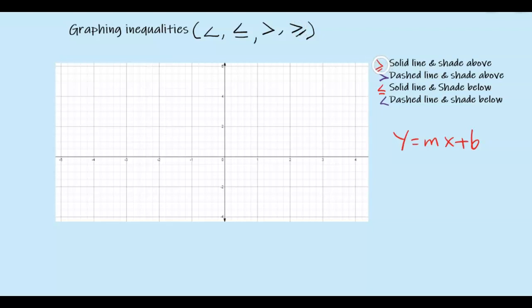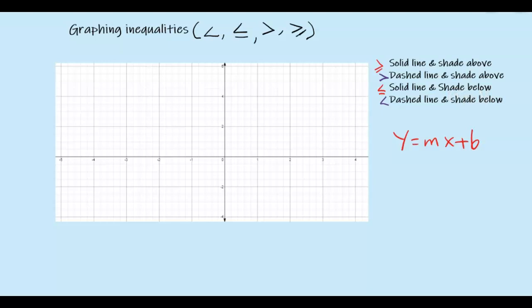When we are graphing, when it's greater than or equal to, we use a solid line, and the shade is going to be above. We will demonstrate that in a minute. Here is greater than, we use a dashed line and then shade above. And this one, we use a solid line because we have an equal sign, and we will shade below. And here we will use a dashed line, or somebody will say a broken line, and then we shade below.